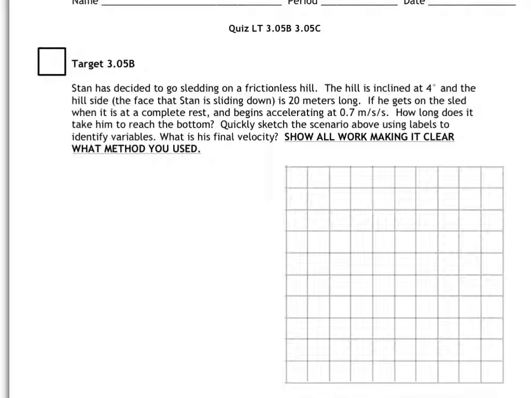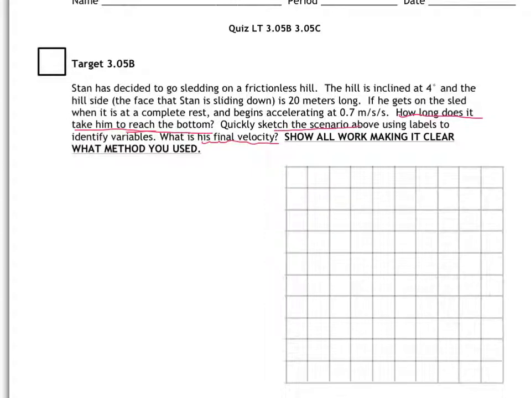Quickly sketch the scenario above using labels to identify variables. What is his final velocity? So, let's highlight some important information there. First, what are we trying to find? What's his final velocity? And how long does it take him to reach the bottom? And we want to sketch the scenario. That should go without saying.